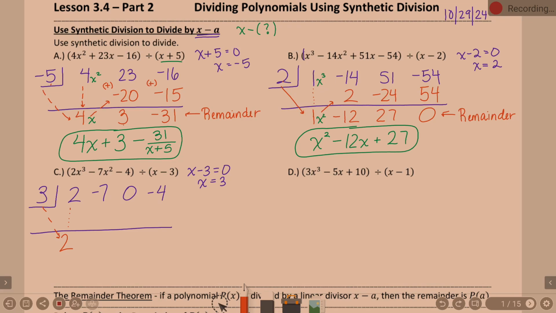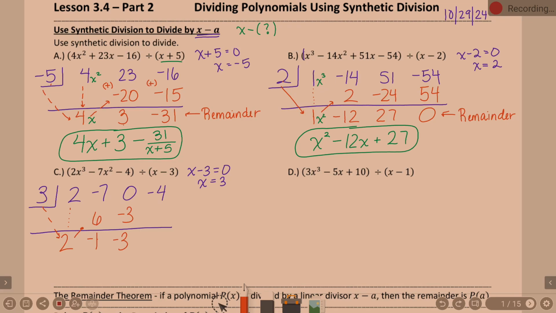3 times 2 is 6. Then what do I do with negative 7 and 6? We're going to add. Negative 7 plus 6 is negative 1. And then we're going to multiply. 3 times negative 1 is negative 3. And then we're going to add. 0 plus negative 3 is negative 3. And now what?